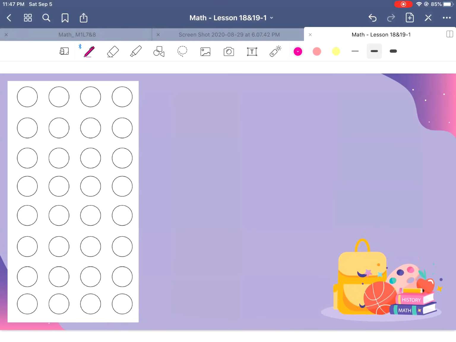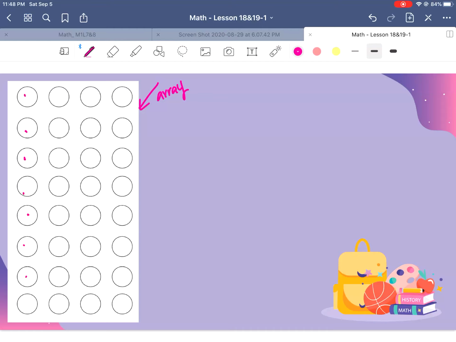So here I have an array, and I'm wondering the total number of circles in my array. Some of you might think, okay, I can just count the circles one by one and find the total. But it will take a longer time to find the answer than using multiplication and division. So now I'm going to teach you a tip, a strategy to find the total number of circles in my array. So let me count the number of rows here.